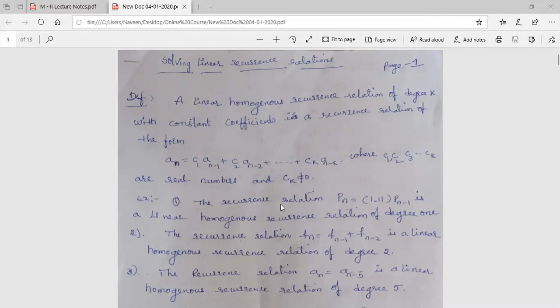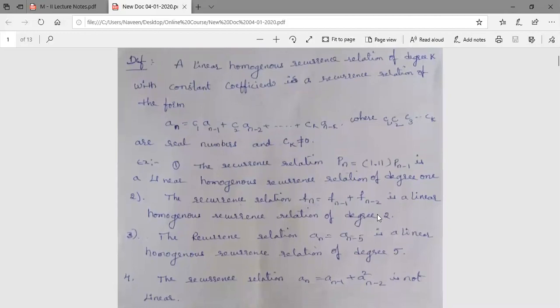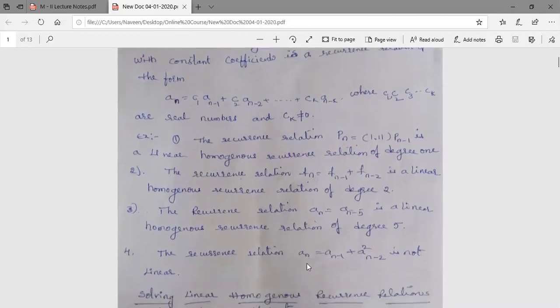First example, the recurrence relation P_n = 1.11 P_{n-1} is a linear homogeneous recurrence relation of degree 1. In the second example, the recurrence relation F_n = F_{n-1} + F_{n-2} is a linear homogeneous recurrence relation of degree 2. In the third example, the recurrence relation a_n = a_{n-5} is a linear homogeneous recurrence relation of degree 5.